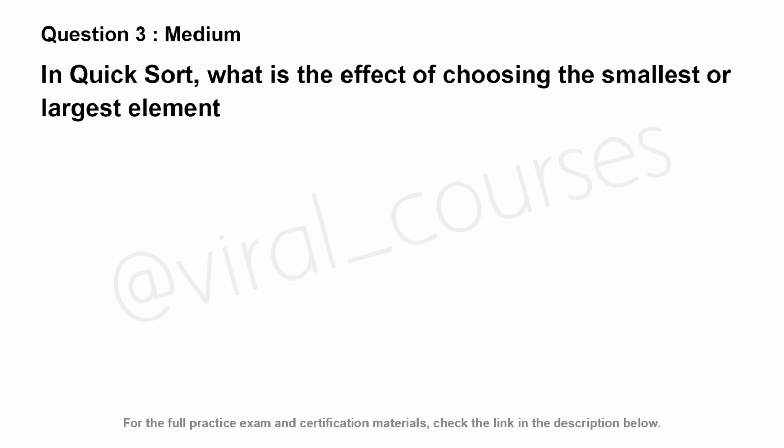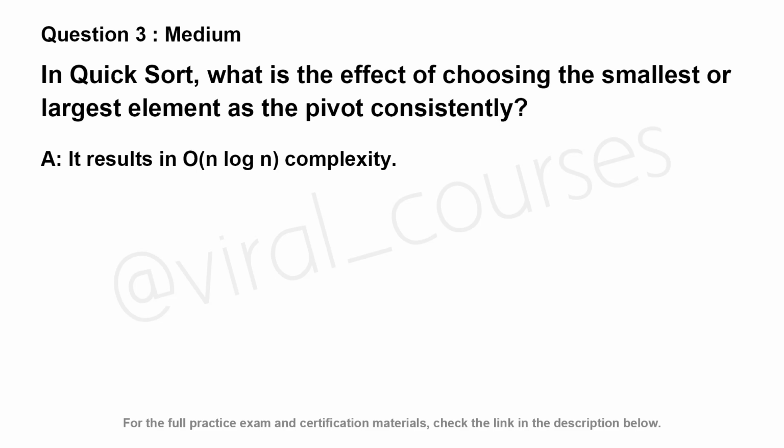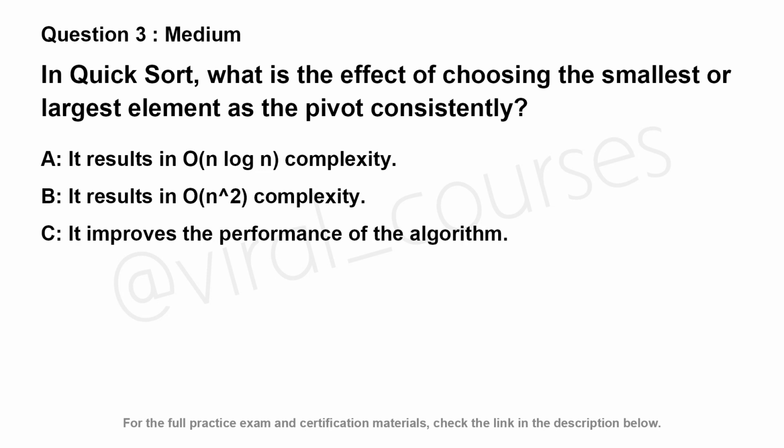In quick sort, what is the effect of choosing the smallest or largest element as the pivot consistently? Option A, it results in O(N log N) complexity. Option B, it results in O(N squared) complexity. Option C, it improves the performance of the algorithm. Option D, it makes the algorithm stable.